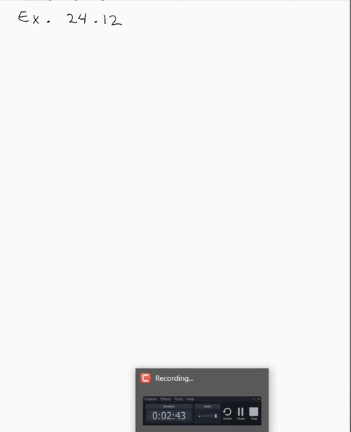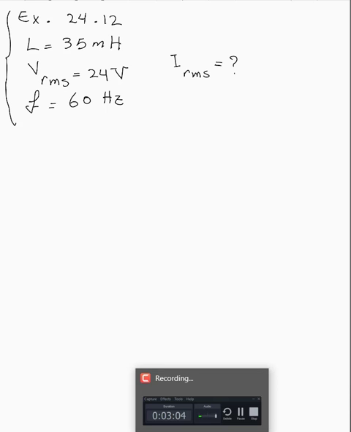Let's take a look at exercise 24.12. It says a 35 millihenry inductor, and if you remember, Henry was the unit for inductance, is connected to an AC generator with an RMS voltage of 24 volts and a frequency of 60 Hertz. What is the RMS current in the inductor? Like always, I begin by writing the unknown of the problem and the known of the problem. You can see here that I organize everything. Now the equation that I'm going to use is the same equation.